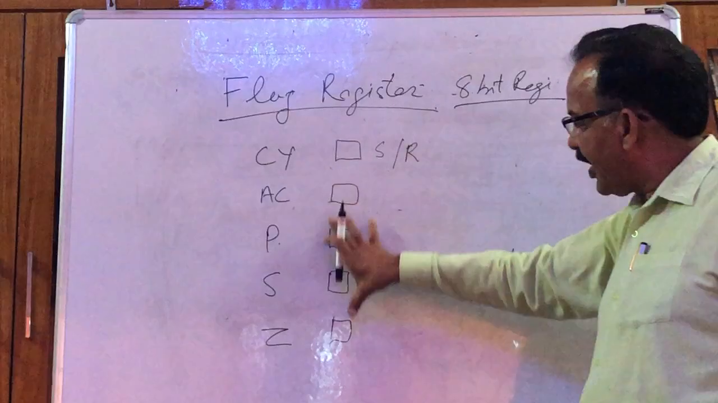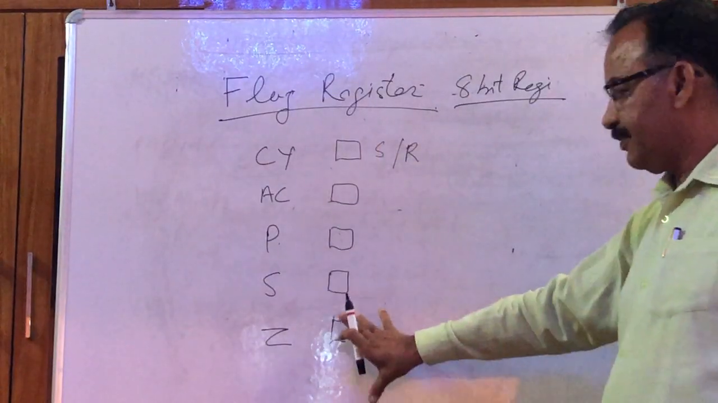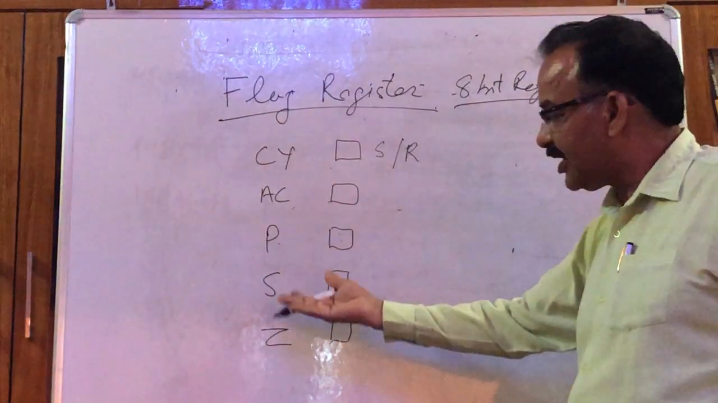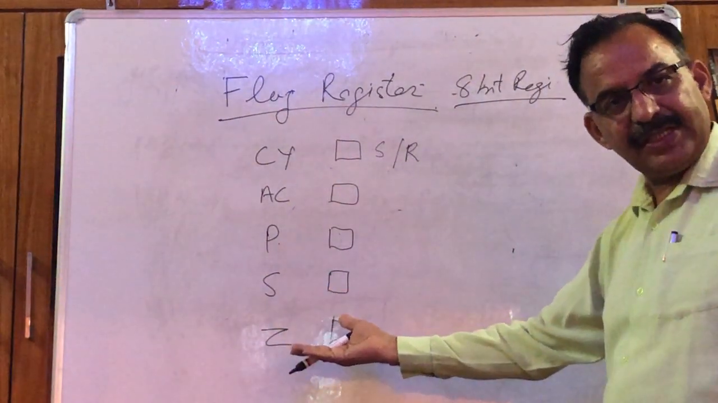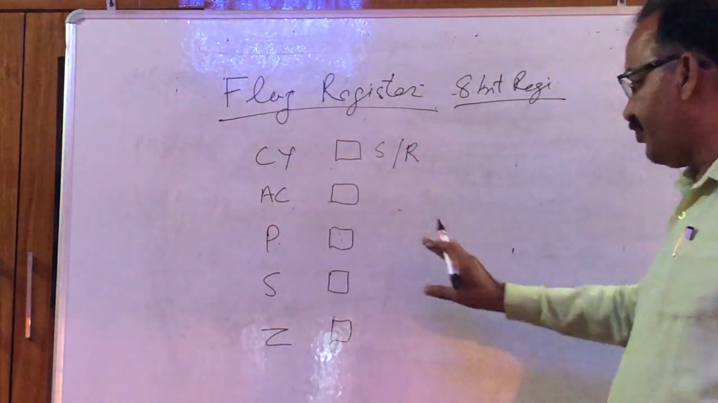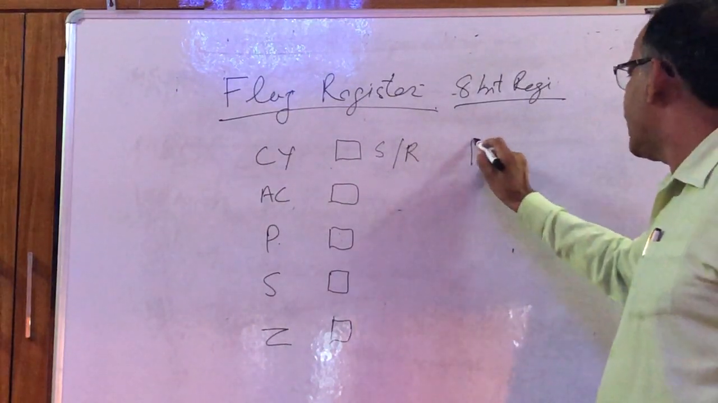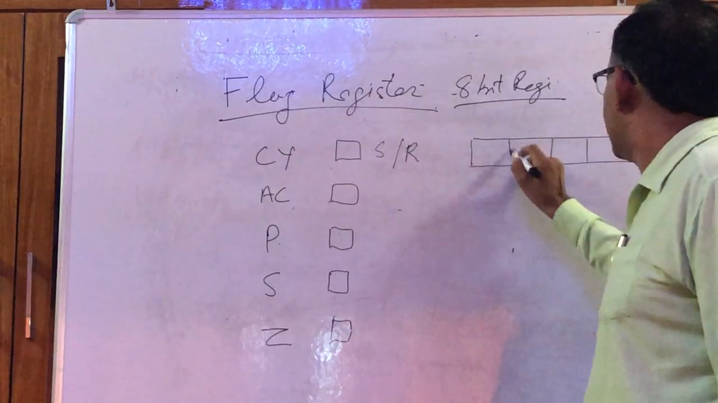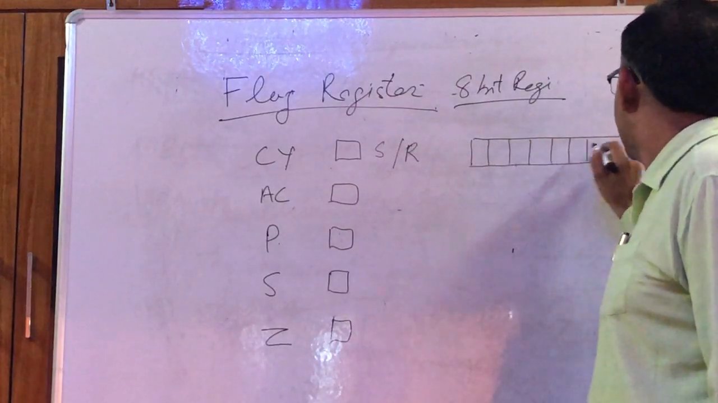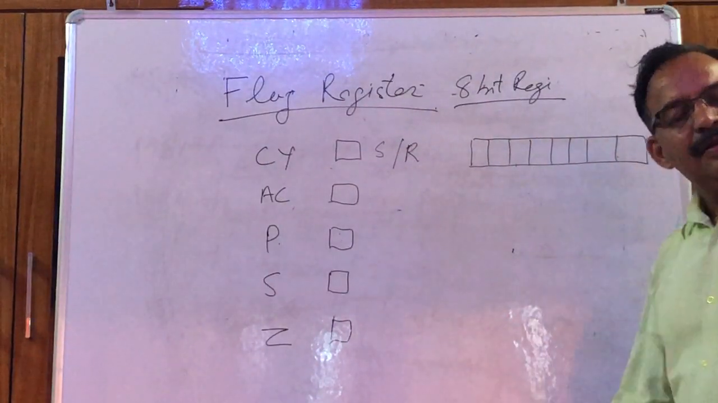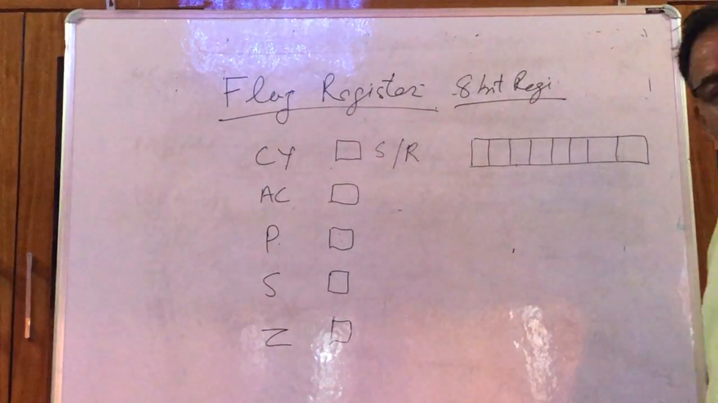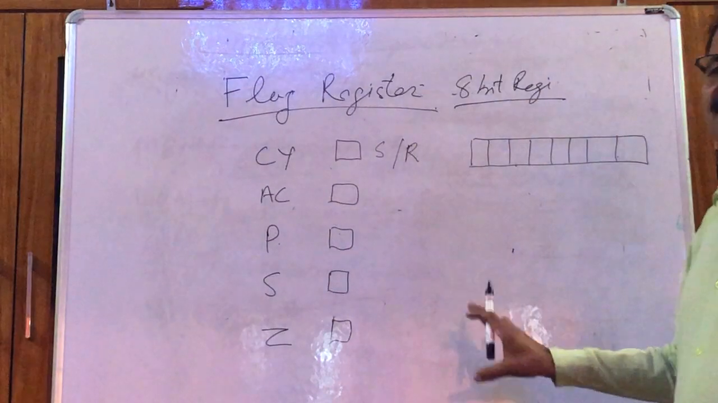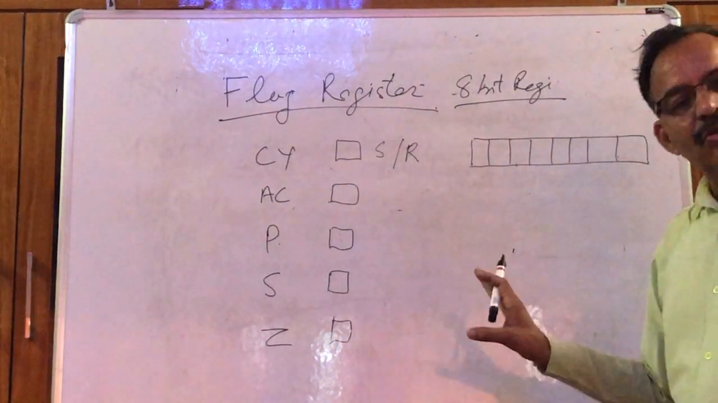And these five flag flip-flops, whose setting or resetting represents their respective status condition, are housed in an 8-bit register. Five individual bits of this register represent these, and the remaining three are don't cares.